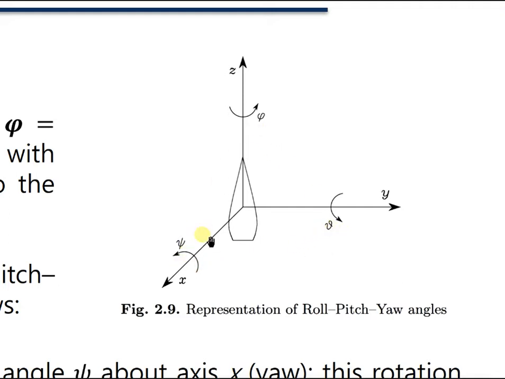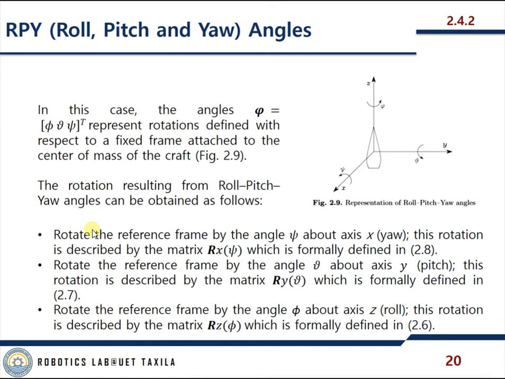Theta, phi and psi. The rotations resulting from the roll, pitch, yaw angles can be obtained as follows. Rotate the reference frame by the angle phi about the x-axis. We call this yaw movement. This rotation is described by matrix R subscript x of the angle phi, which is formally defined in equation 2.8.